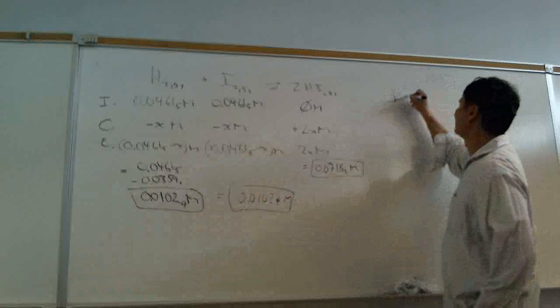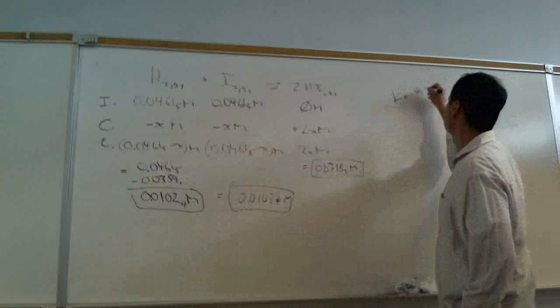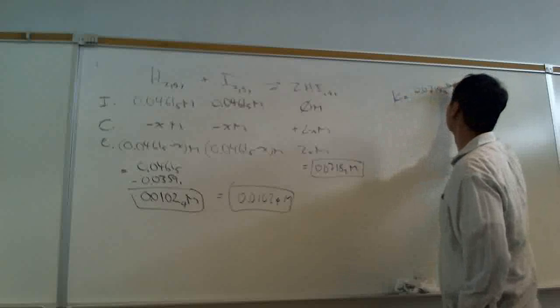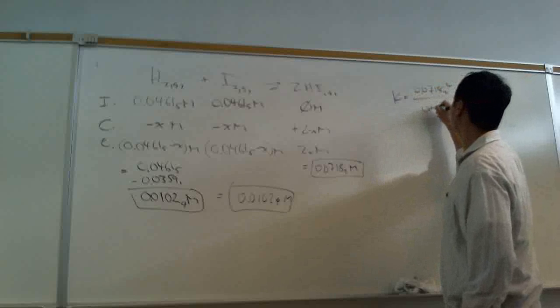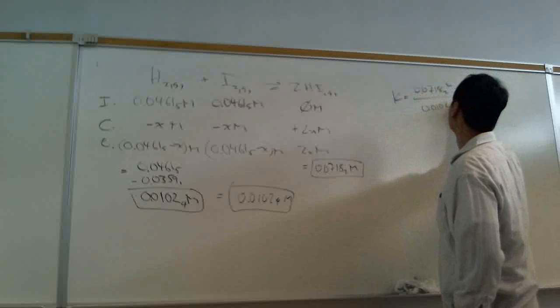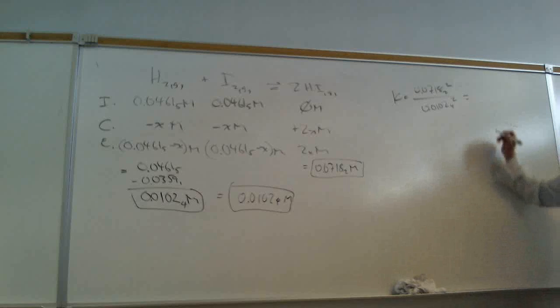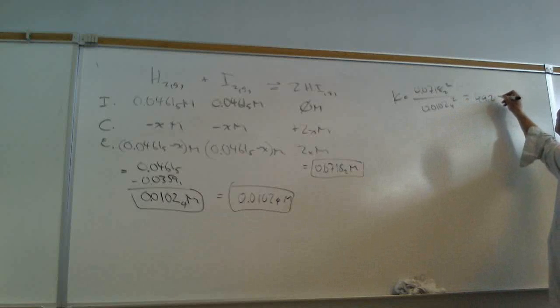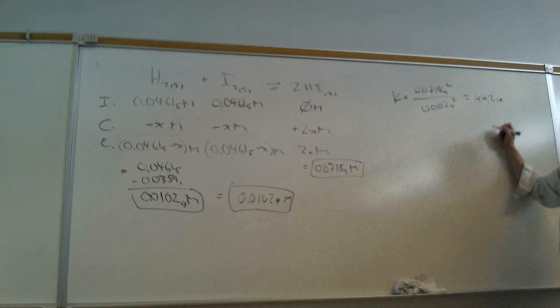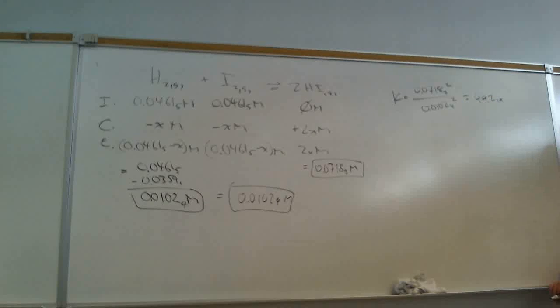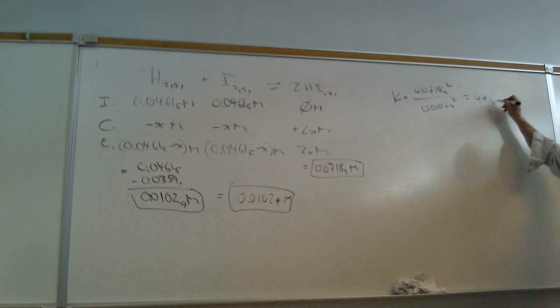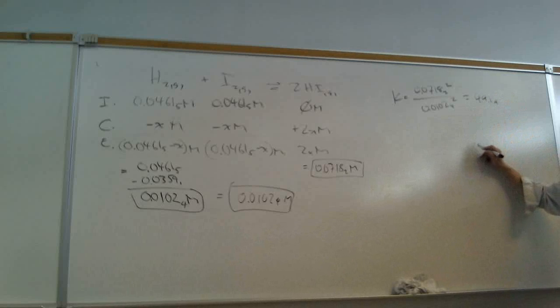Repeating the K calculation, K is going to equal the product squared. So this is 0.07182 squared divided by 0.01024. The bottom is going to be squared too because it's the same. I got 49.19159.